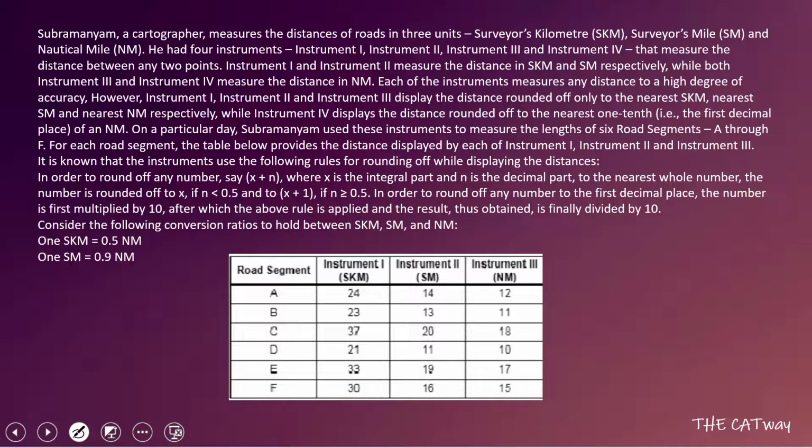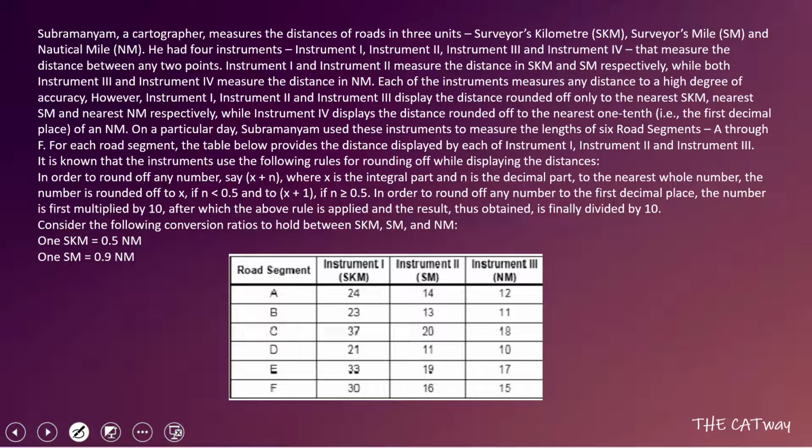However, Instrument 1, Instrument 2, and Instrument 3 display the distance rounded off only to the nearest SKM, nearest SM, and nearest NM respectively, while Instrument 4 displays the distance rounded off to the nearest 1/10 of an NM. On a particular day, Subramaniam used these instruments to measure the length of 6 road segments A through F. For each road segment, the table provides the distance displayed by each of the instrument 1, 2, 3, and 4. It is known that the instruments use the following rules for rounding off while displaying the distances.